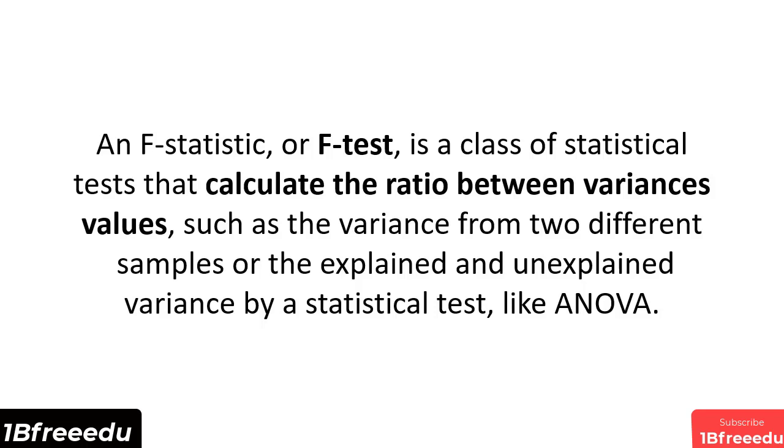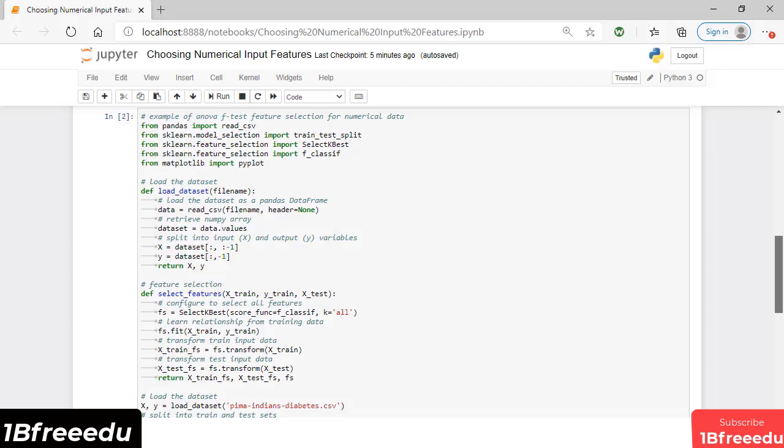Importantly, ANOVA is used when one variable is numeric and one is categorical, such as numerical input variables and a classification target variable in a classification task. The result of this test can be used for feature selection, where those features that are independent of the target variable can be removed from the dataset. The scikit-learn machine learning library provides an implementation of the ANOVA F-test in the f_classif function.